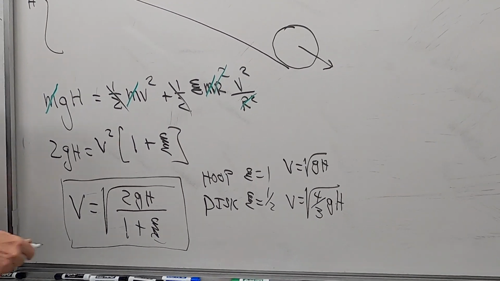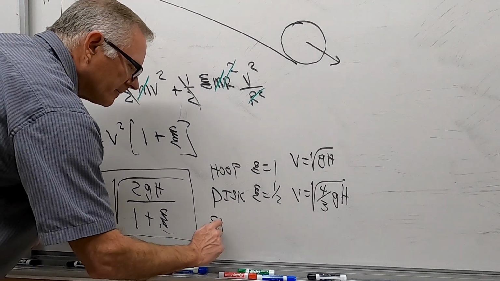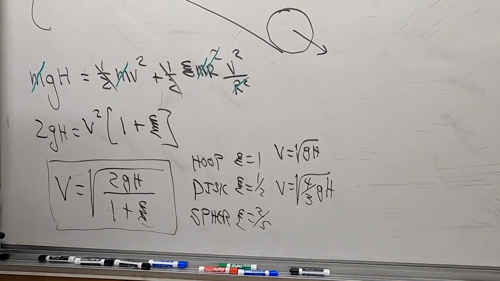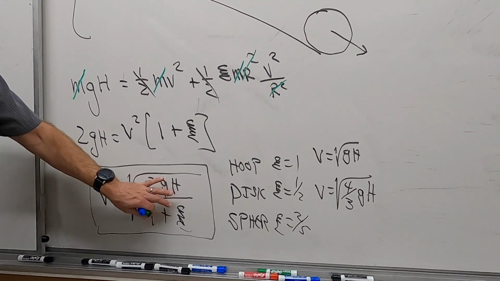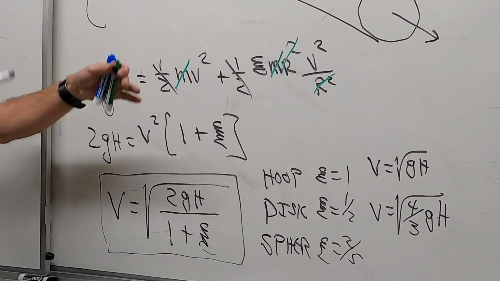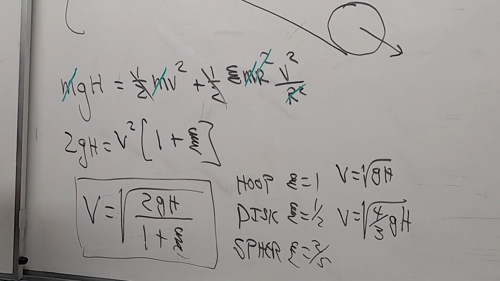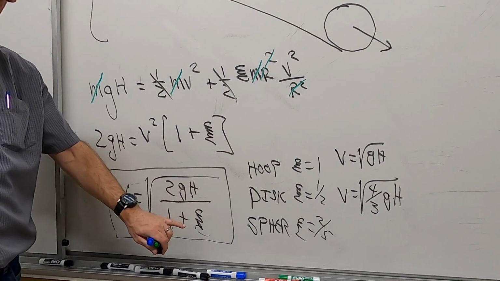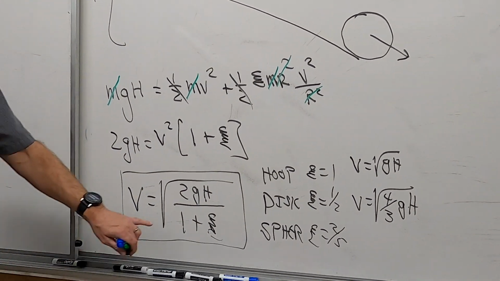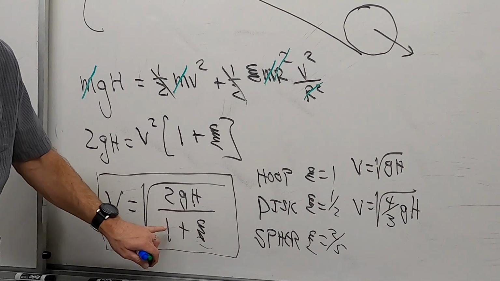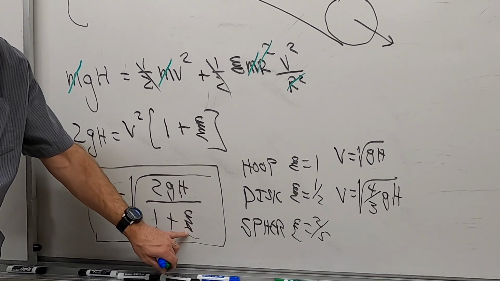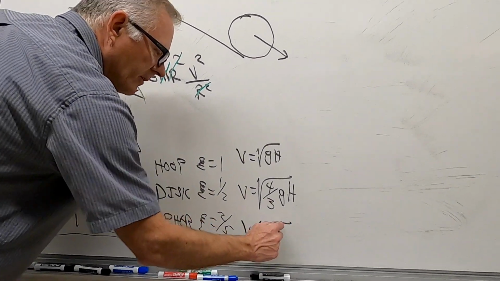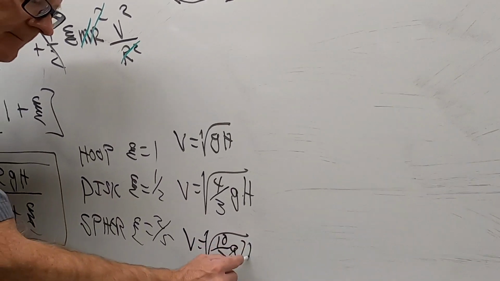And we might as well, since we have the sphere in there, the sphere, squiggly was equal to 2/5. And you notice the mass doesn't matter on this thing, so it didn't matter who was the heaviest. The mass has nothing to do with it. The radius has nothing to do with it. The only thing that matters, if they all start from the same height, is the squiggly. Well, if you put in 2/5, 1 plus 2/5 is 7/5. 7/5, that's 10/7. So that's V equals the square root of 10/7 GH.